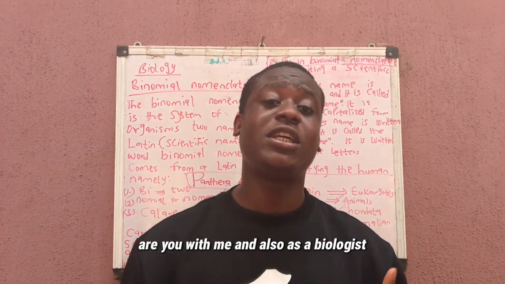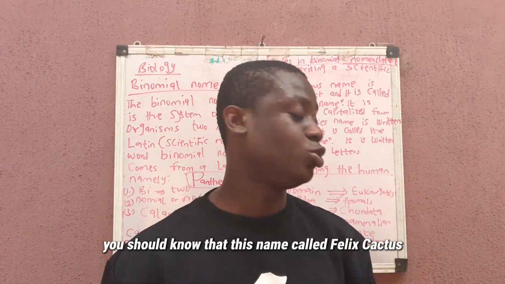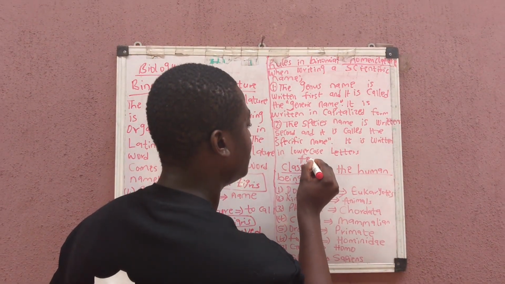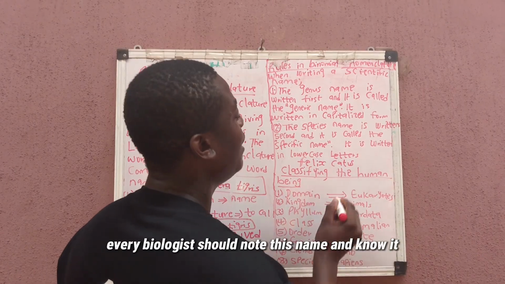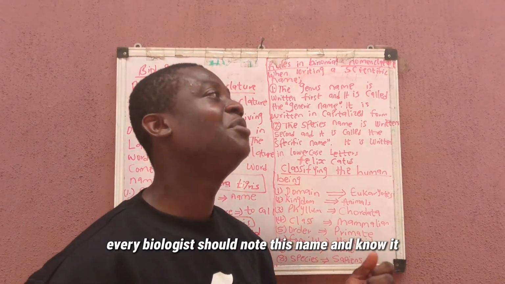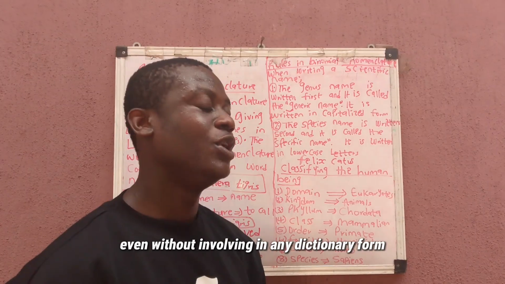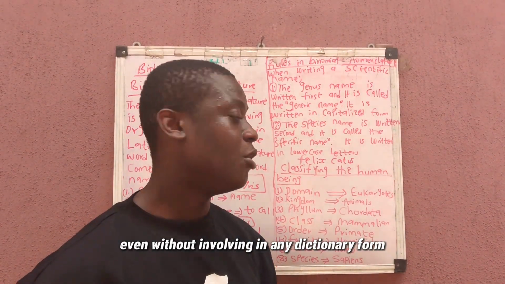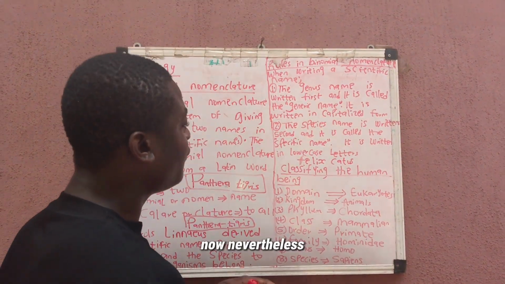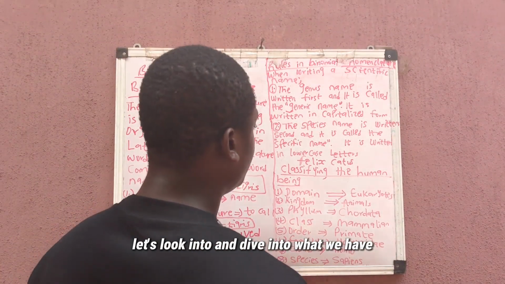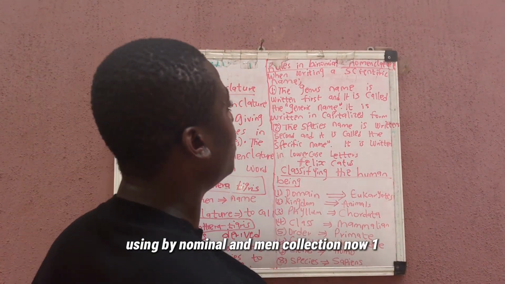Are you with me? And also, as a biologist, you should know this name called Felis catus. Every biologist should note this name and know it. Felis catus, meaning house cat. Even without involving any dictionary, you should know that Felis catus means a house cat. Now, nevertheless, let's dive into classifying human beings using binomial nomenclature.